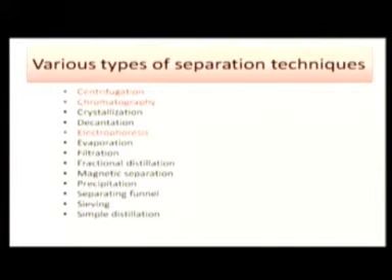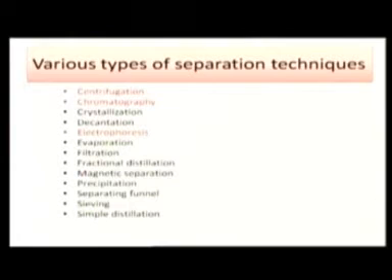Moving further, there are various types of separation techniques, like the very basic techniques of crystallization, decantation, evaporation, filtration, fractional distillation, magnetic separation, precipitation, and sieving. Among these, the red ones, which are centrifugation, chromatography, and electrophoresis, are the techniques of high importance from the viewpoint of biochemistry. However, the other techniques listed here, like crystallization, decantation, precipitation, and sieving, are very basic techniques which we use frequently in our domestic life.